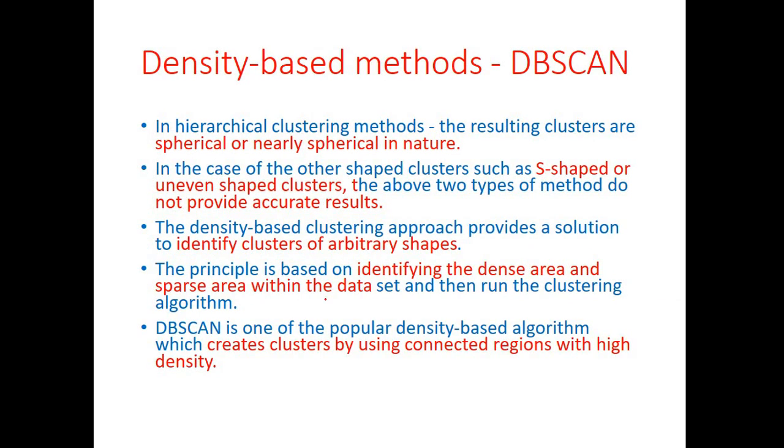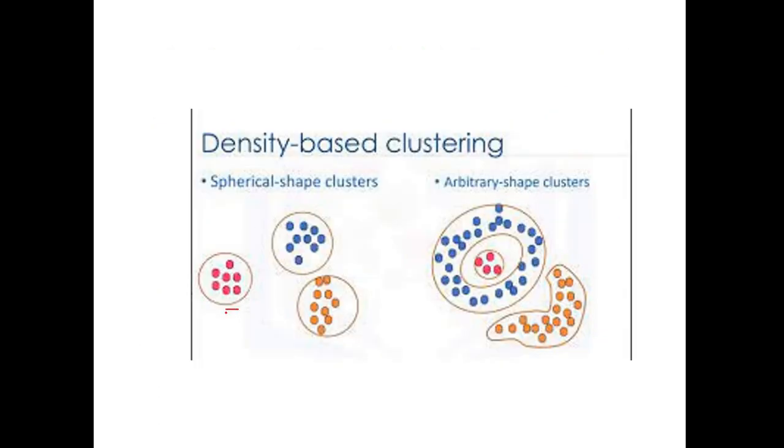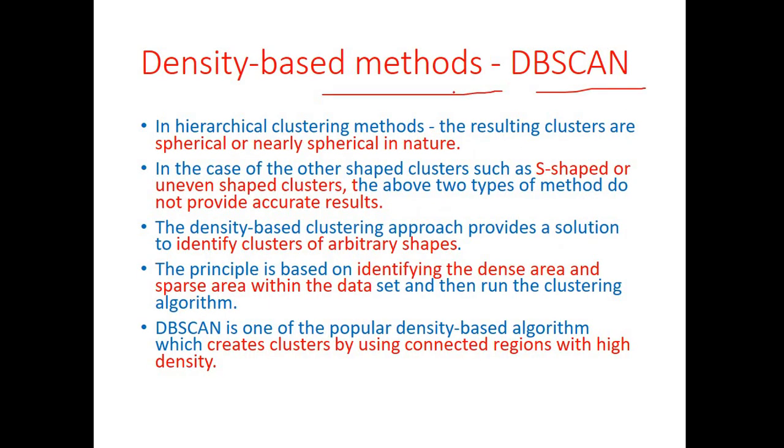The next method of clustering is the density based clustering method. It is also called DBSCAN clustering. Generally in hierarchical clustering, the resulting clusters are either spherical or nearly spherical in shape. For example, this is a spherical or nearly spherical shape. That is the hierarchical based clustering technique. If the clusters are S-shaped or uneven shaped, then hierarchical clustering will not provide accurate results.